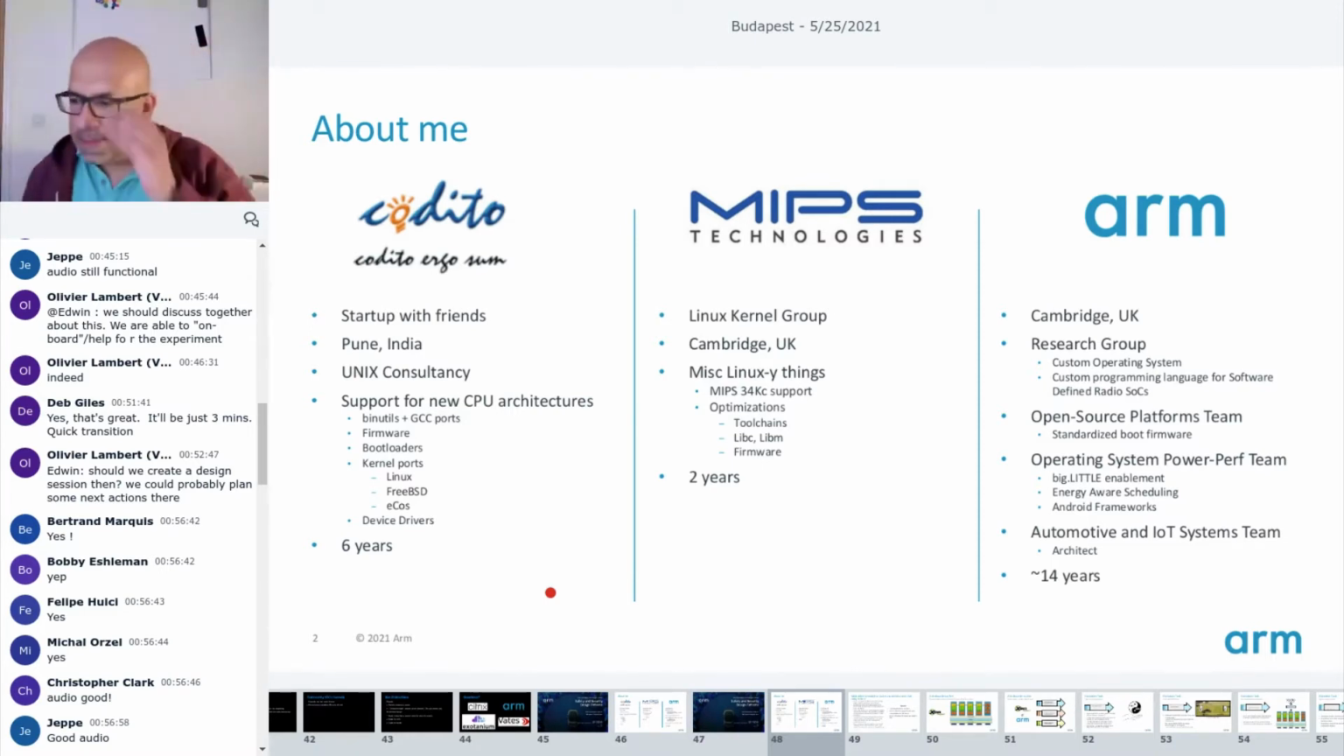Right. So, I had the good fortune of being a part of the first open source group in ARM. That was one of my roles. That was platforms. I then did operating system work. There's a team that was responsible for big.LITTLE enablement, energy aware scheduling in the Linux kernel, landing it in Android frameworks. If you have a Pixel phone, it's running my code. And now I'm the architect for the Automotive and IoT systems team.